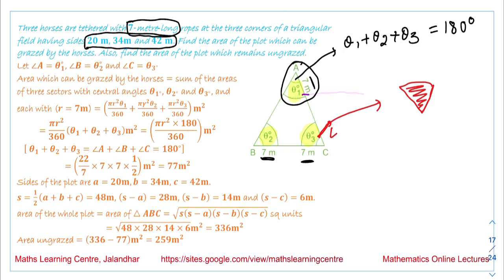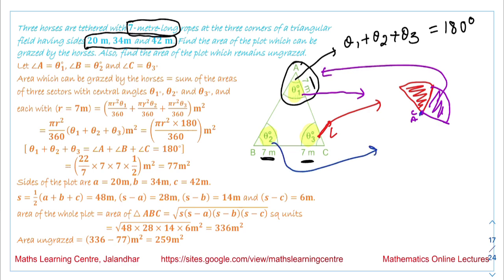Next we are talking about the portion corresponding to the angle A. We keep the tip at C, then next we keep the tip at A, and we say this is the angle corresponding to A. And third, this is B. We keep the tip over here, and this is the angle corresponding to theta 2. So the sum of all these 3 angles is equal to 180 degrees. Their radii are the same, 7.